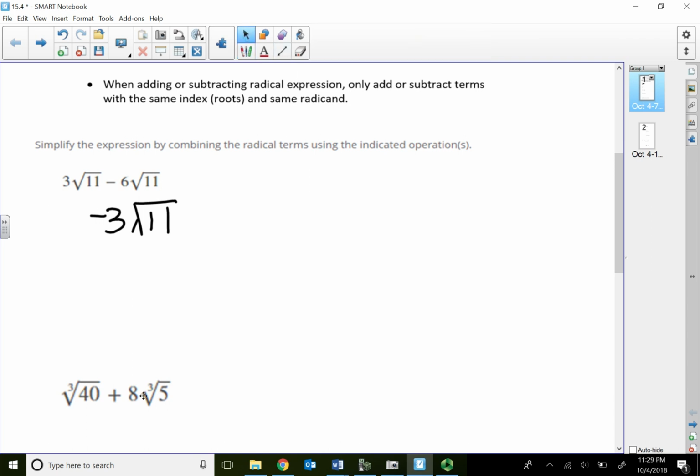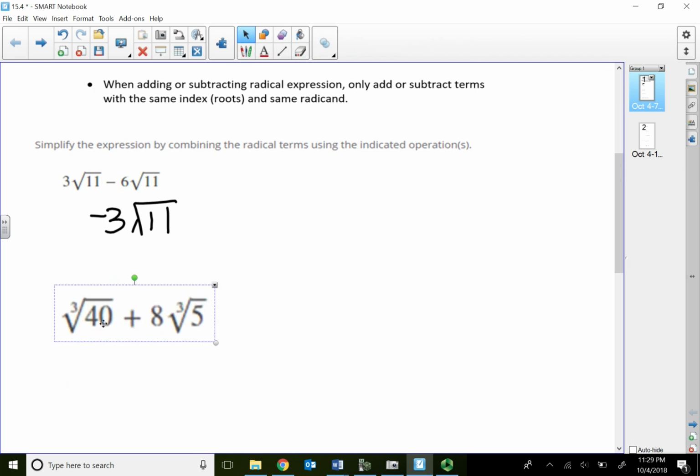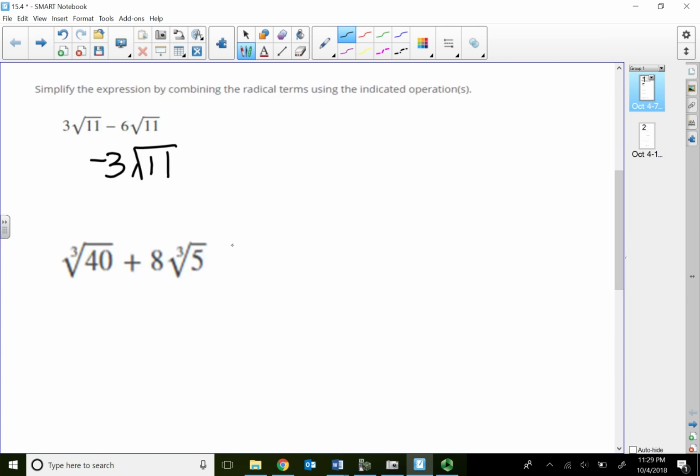Now this one here, even though the roots are the same, the radicand, what's inside the radical, is different. So we have to make sure they are the same before we combine them. I need to simplify this cube root of 40 first and see what that is, and then I can see if I can combine or not. Remember, the roots and the radicands, what's inside the roots, must be the same before we can combine them.